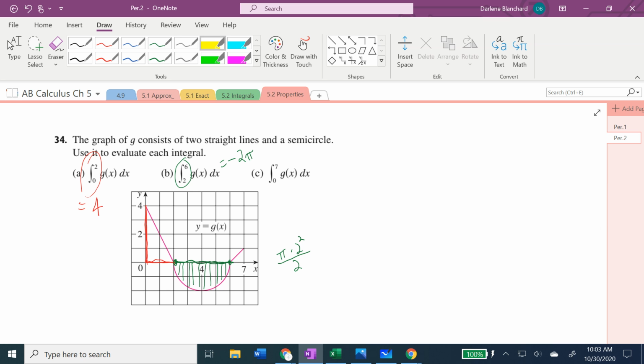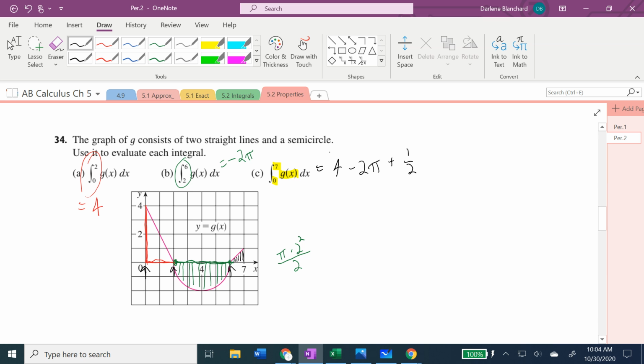And then lastly, we have the integral from 0 to 7 of that same function. Now, you want to take what you've already found so far. You have already found the integral from 0 to 2 and the integral from 2 to 6. So this is going to be a positive 4 minus 2 pi. And in addition to that, from 6 to 7, draw little vertical lines and see that it's plus an area of 1/2. Good. And that is the answer to the integral.